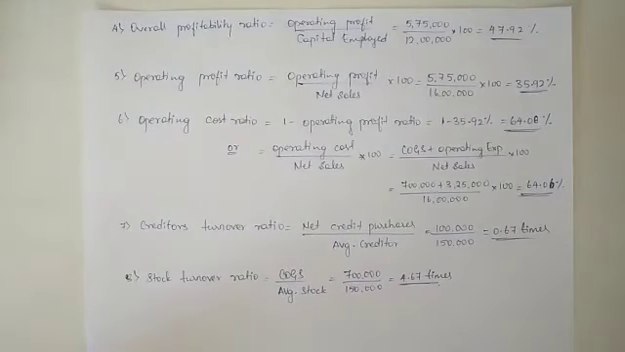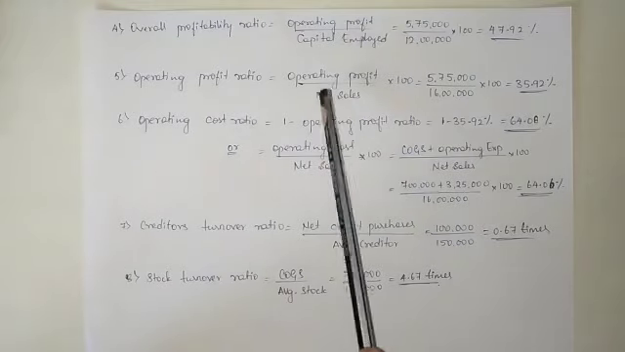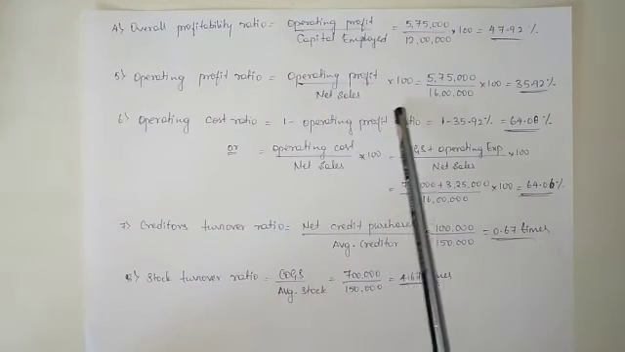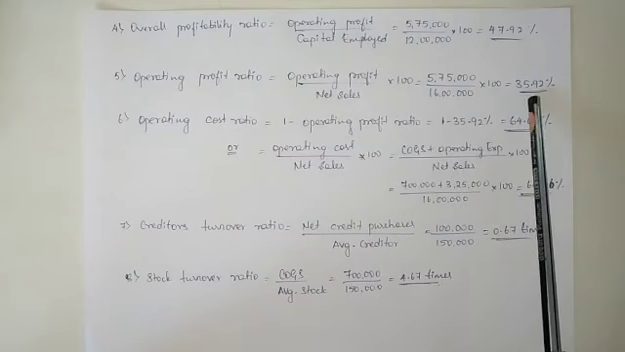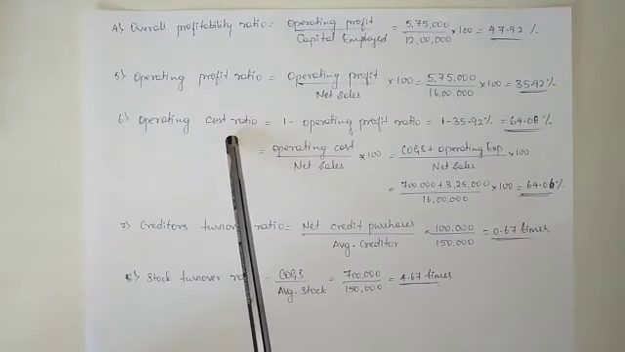The next ratio is overall profitability ratio. Here operating profit divided by capital employed is considered. Operating profit is 5,75,000 divided by capital employed 12 lakh rupees, which is going to be 47.92%. Okay, then operating profit ratio is operating profit divided by net sales. If you calculate, it will be 37.92%.